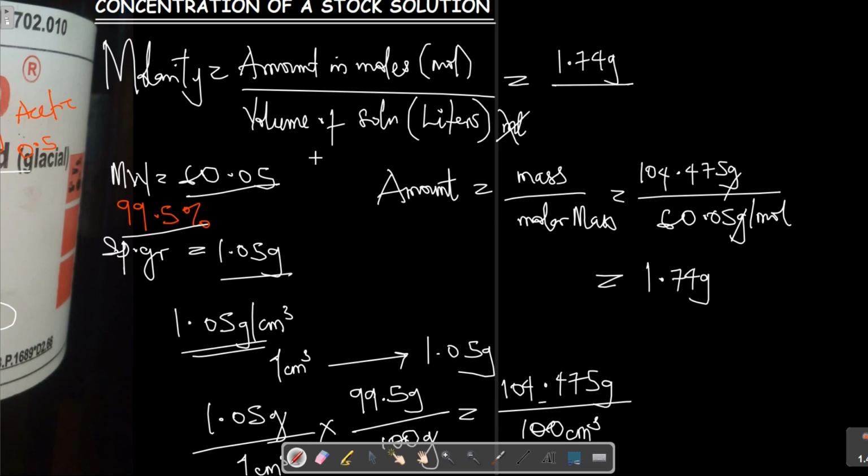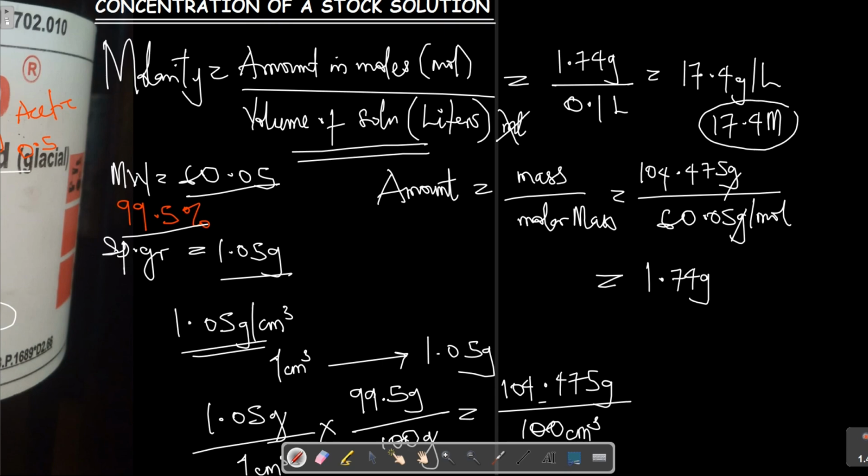So our amount in moles is 1.74 moles over the volume of solution. Take note, volume is in liters, so here we have 100 cm cube. Converting it to dm cube by dividing by 1000, you have 0.1 liters or dm cube. When you divide this, you have 17.4 moles per liter, or 17.4 molar. So this is the concentration of this stock solution.